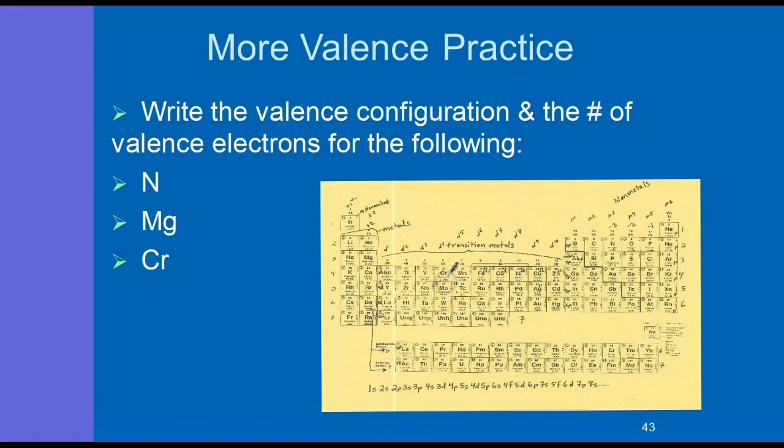Chromium. Chromium's our stinker. It is the exception. Chromium ends in a 4s1 and a 3d5. I always remember it ends in 4s1 and a 3d5. Don't you like my mouse drawing? It's so amazing. So 3 is less than 4, so really your valence configuration is 4s1, and chromium has 1 valence electron. I know it has more unpaired electrons, but its outermost electron is in the 4s, and there's 1 of them.